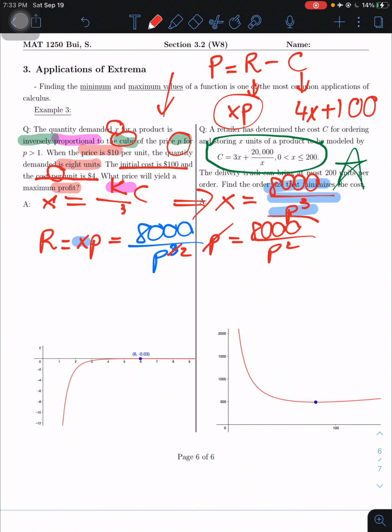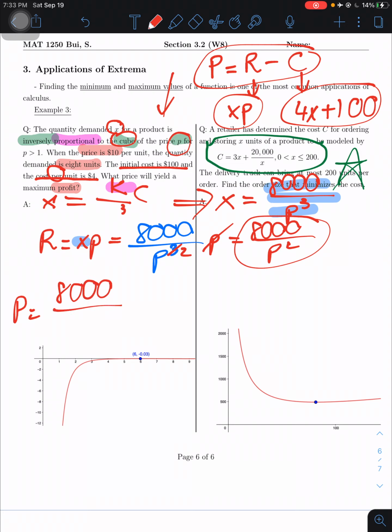Okay, so I have the revenue function from here, I have the cost function from here. For the profit, I'm gonna take the revenue minus the cost function. So we're gonna do R in here, which is 8,000 divided by p squared, this is P for the profit, minus cost, which is 4x plus 100. But wait, there's something wrong with this one. Why is it wrong? Well, we have a p in here and we also have an x in here, which is weird, right? So let's not do it like that.